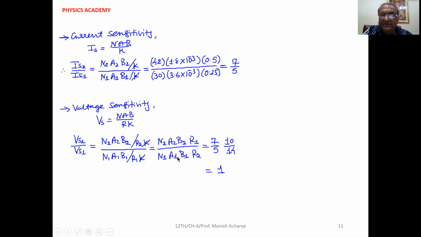K cancelled again. So N2A2B2 into R1 upon N1A1B1 upon R2. But see here, we already calculated this ratio of the current sensitivity, and that is N2A2B2 upon N1A1B1, and that is 7 by 5. So in this equation, substitute this part N2A2B2 upon N1A1B1 directly 7 by 5. Now resistance R1 that is 10, resistance R2 that is 14. So you will get the answer 1. Clear to all of you?